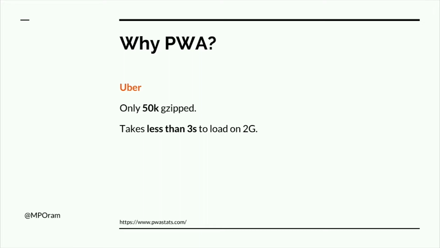How about Uber? Uber have done the same, and theirs is only 50K when gzipped. This means that if you're traveling and using Uber somewhere that you're not familiar with, where maybe you don't have 4G, then you can actually load Uber's PWA in less than 3 seconds, even on a 2G network, which is very important if you're lost somewhere.